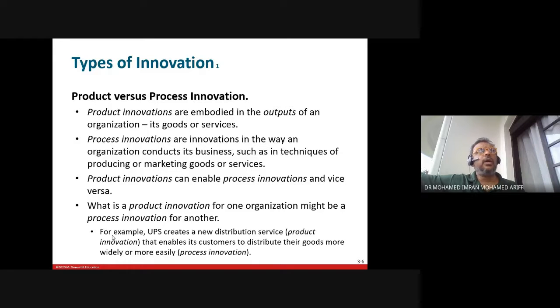Or maybe like Arash, who does wiring services. He has his own company, so he can come up with goods and services. Because he is providing wiring service, he can come up with a new product. That means if you employ him as your contractor, you can get this and this and this, or not everything will be fixed at one price. So those are product innovations. Okay, so what is product innovation for one organization might be a process innovation for another.